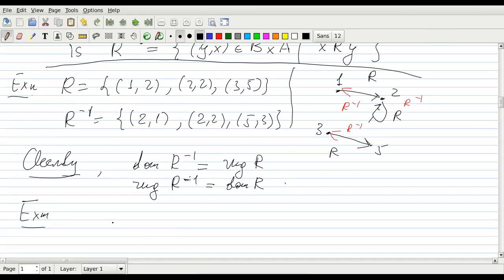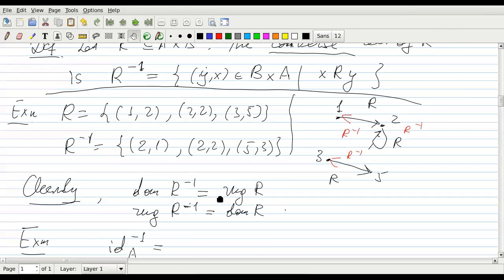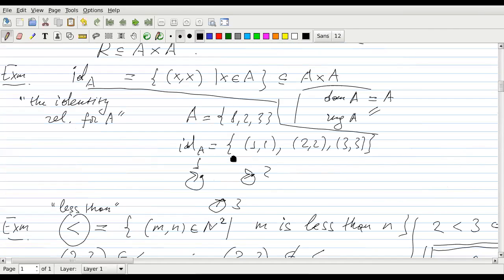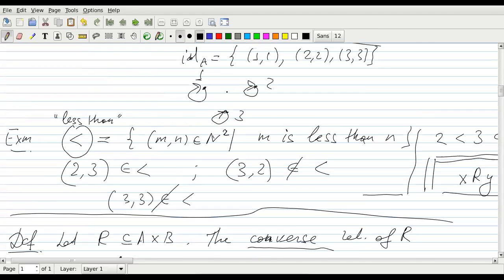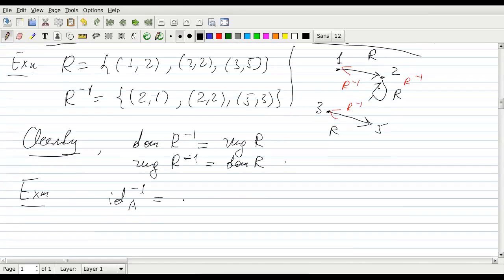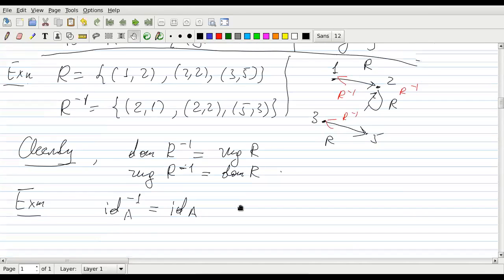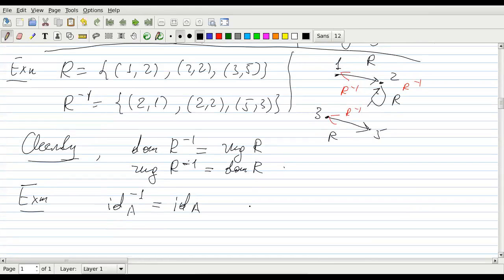Two more examples. What if you take the converse of identity? You know, the identity relation consists of all pairs where the first and the second coordinates are the same. That is the set of all possible loops. It won't change anything. Of course, every loop is, as a mathematician would say, invariant under this conversion. Is it clear?